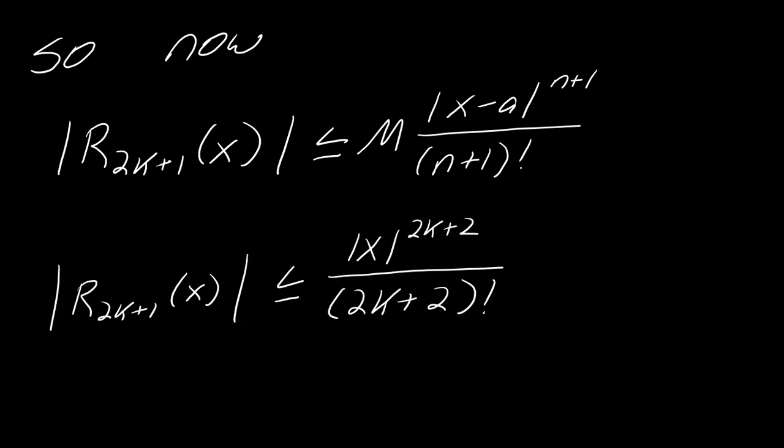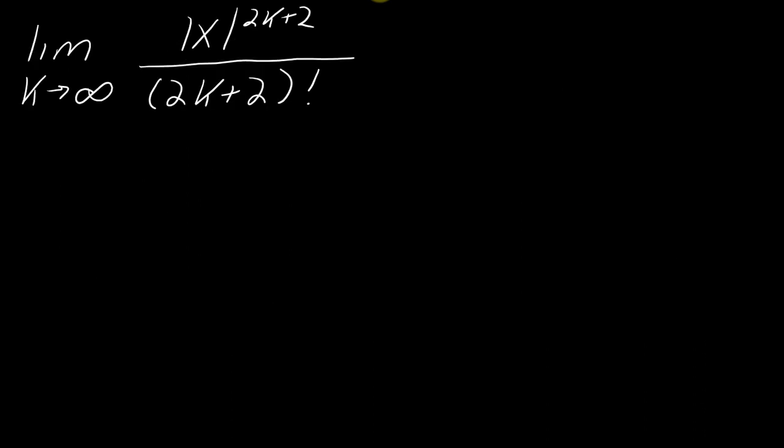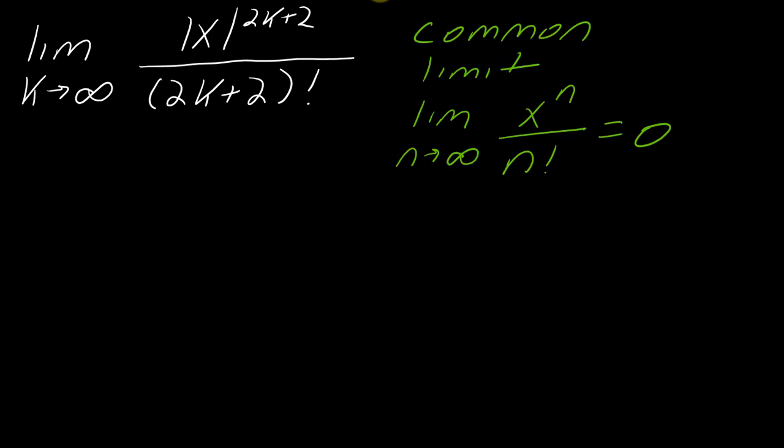Okay, so if I plug in everything for this particular problem, remember my index in this case, I'm not just using a k plus 1 index, I'm using a 2k plus 1 index. So the next term in this case would be 2k plus 2. So this will be x to the 2k plus 2 over 2k plus 2 factorial. Now that I've set this up, I just need to think about what happens as k goes to infinity. If I take this limit, once again, this is that same common limit that we just talked about.